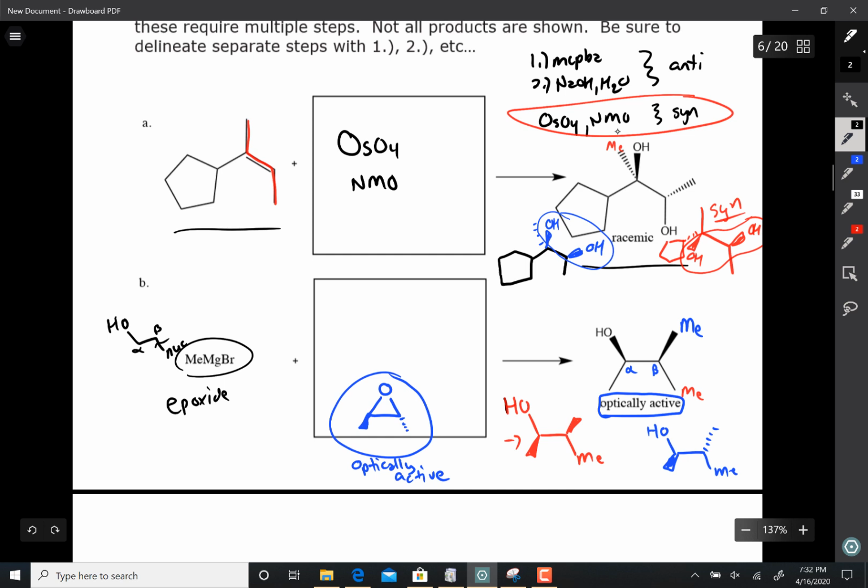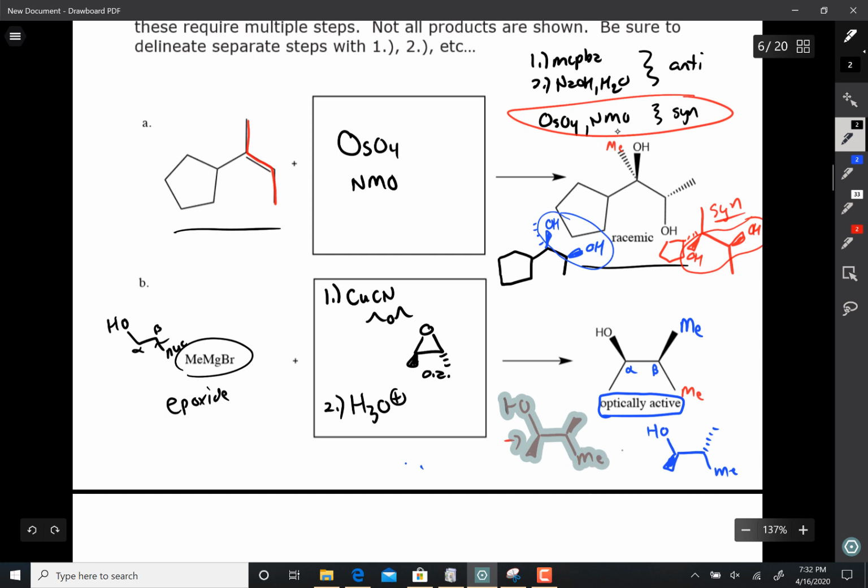That one, incredibly challenging question. So we have copper cyanide, ether, and this epoxide, which must be optically active, followed by H3O+, the acid workup step. Very, very tricky question.